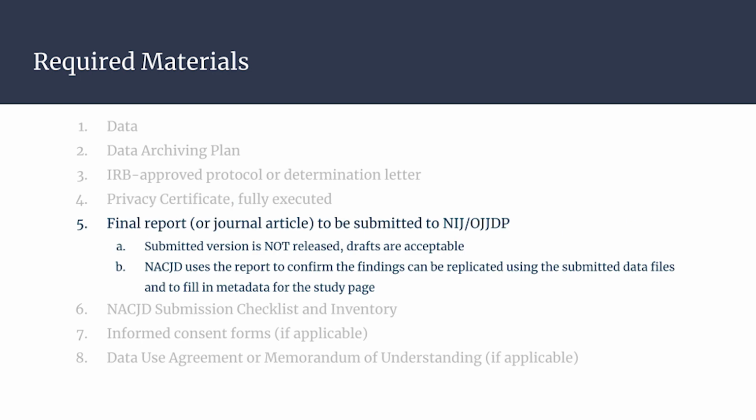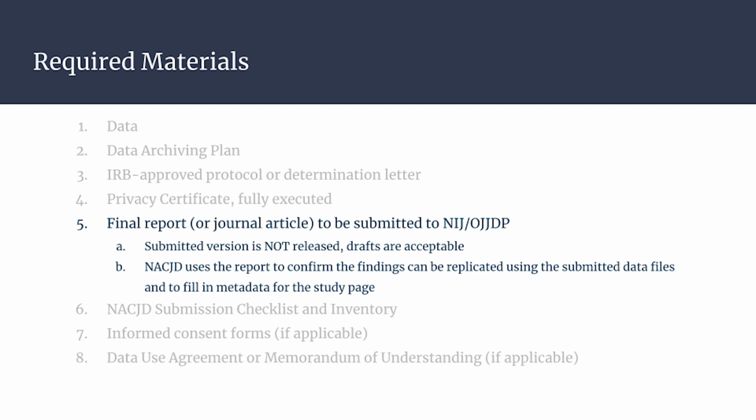We also need a copy of the final report or journal article that will be submitted to NIJ or OJJDP. The report will not be released with your study, so draft versions are acceptable. The final published version of your report will be released by and accessible through the Office of Justice Programs National Criminal Justice Reference Service, or NCJRS. Once your study has been released and the final report is published and available to the public, NACJD will provide the link to the full report on your study's homepage. We'll come back to this later in the orientation.